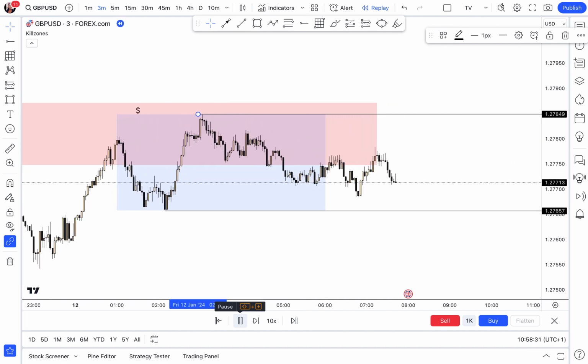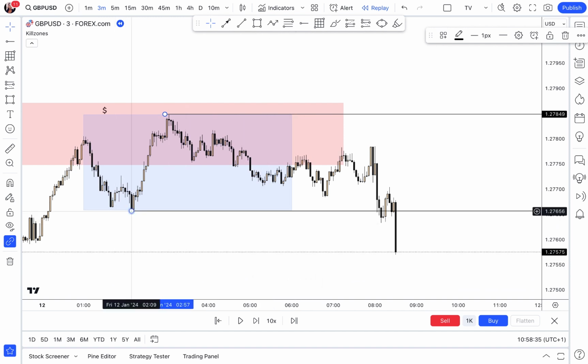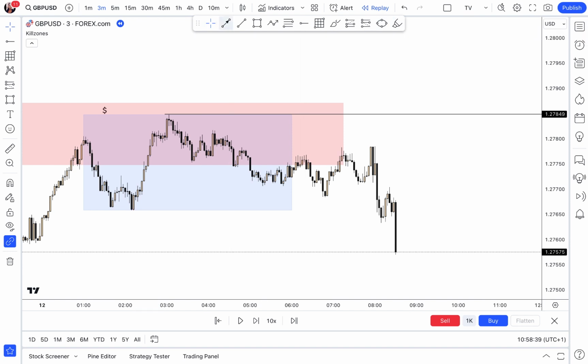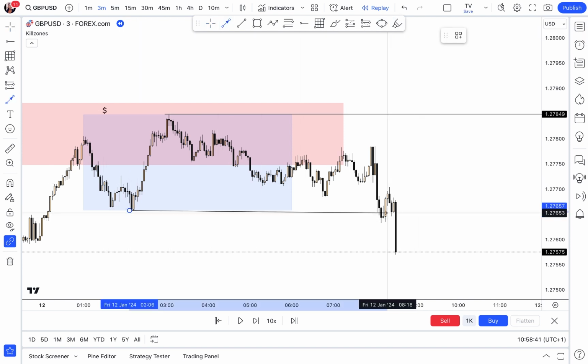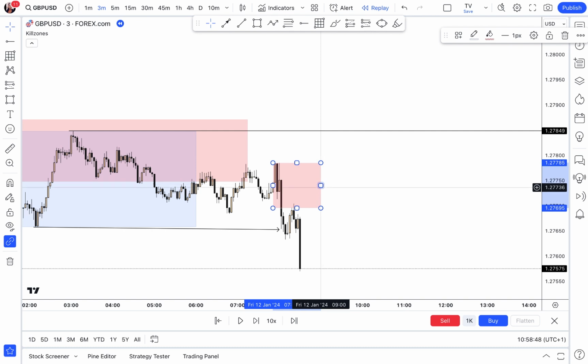Okay, so we are now in the London session. This level of low has now been taken. We have a break of structure right there. This is a break of structure here. And you can see market left behind this imbalance and this supply zone.